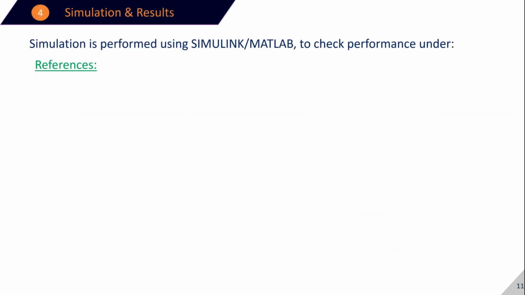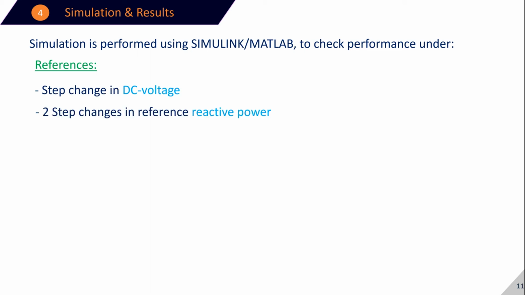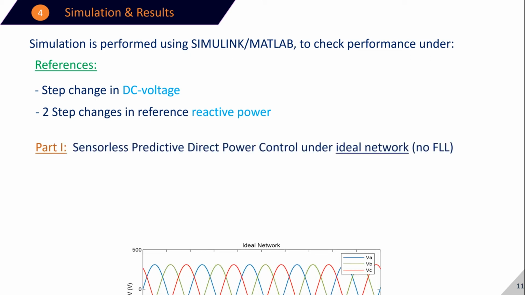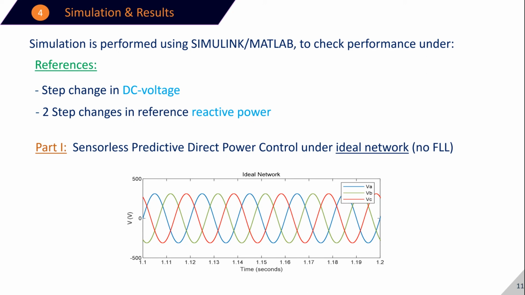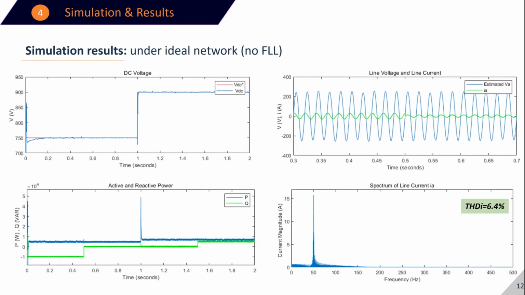The previous block diagram was implemented in MATLAB Simulink in order to check the rectifier's performance under a one-step change in the DC voltage and two-step changes in the reference reactive power. For the first part, we have tested it under an ideal network with no FLL. The results were as follows. We had good regulation of the DC voltage. The rectifier smoothly moved from lagging power factor to unity to leading, and the line current was kept sinusoidal through the whole operation with low harmonic content.